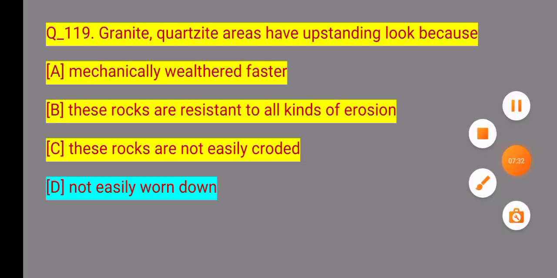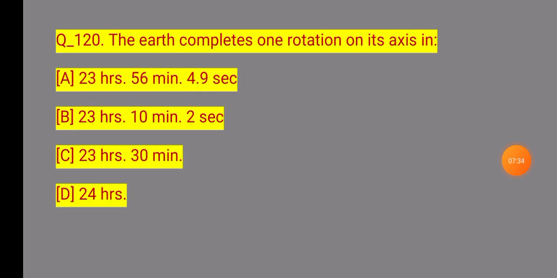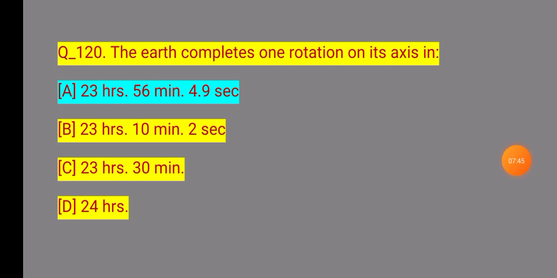Question 120 asks: the earth completes one rotation on its axis in, which of these four options? Option A, 23 hours 56 minutes 4 seconds. The earth completes one rotation on its axis.